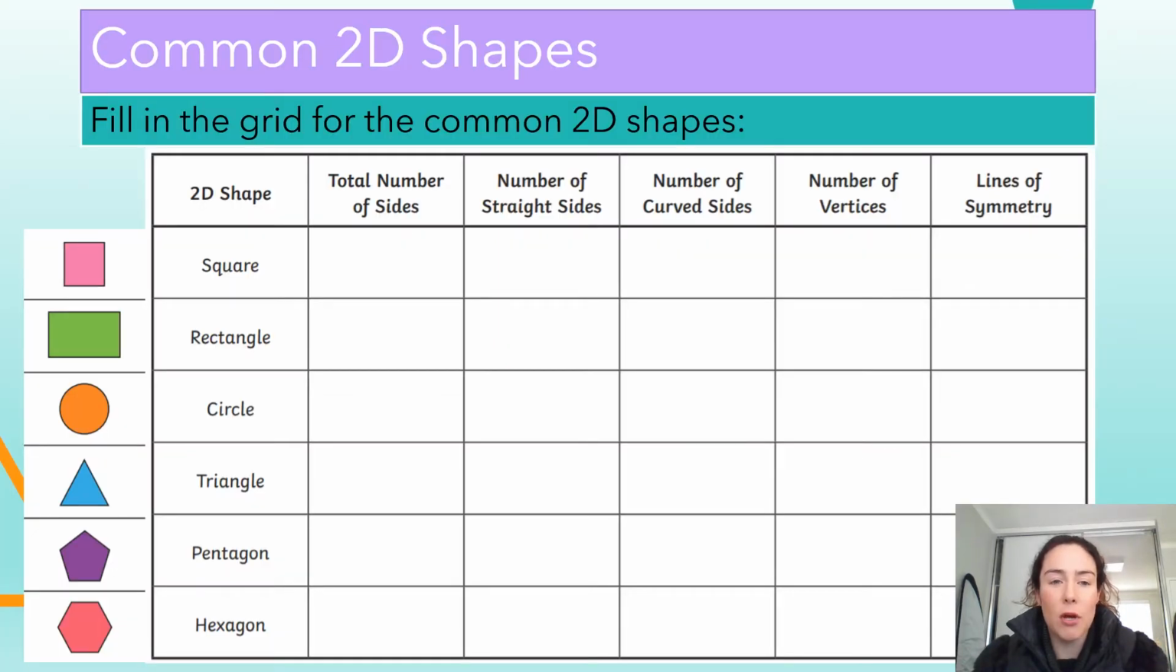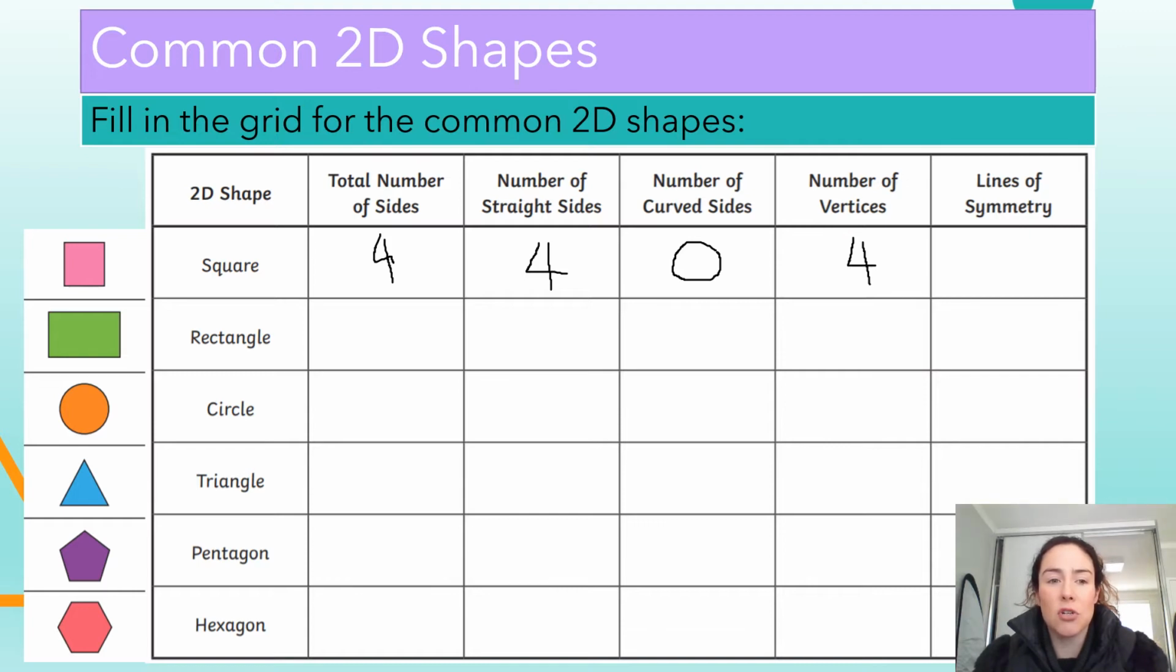All right, now what we're going to do is we're going to fill in the grid for our common 2D shapes, and we're going to do the first one together. So square, total number of sides for our square is 4. We don't even need to count that. Everyone will know that one. Number of straight sides is the same answer, 4. Number of curved sides, a square has no curved sides. Number of vertices is 4.